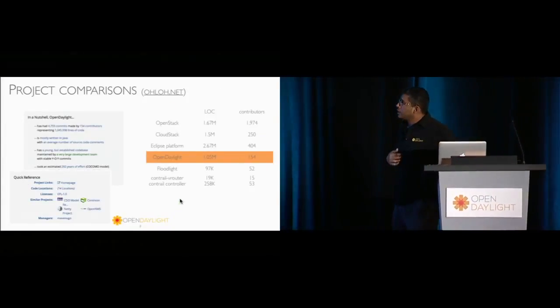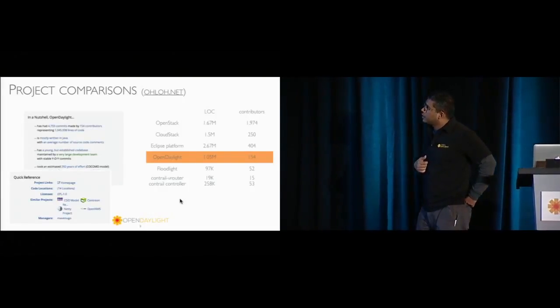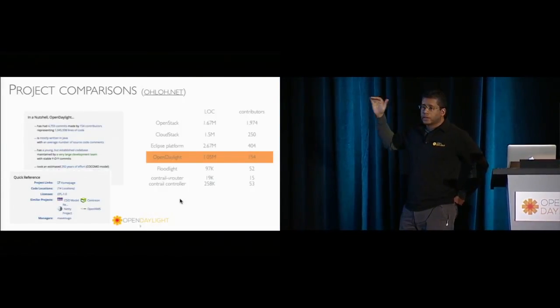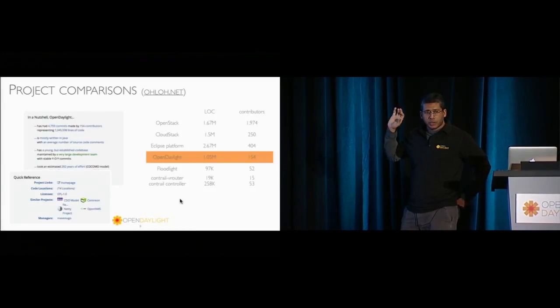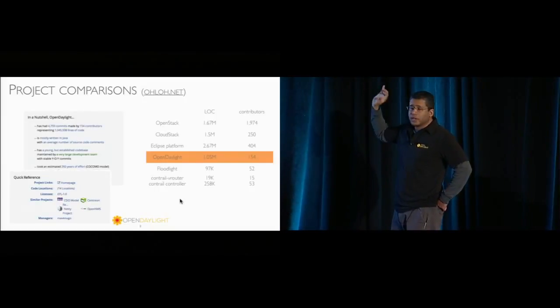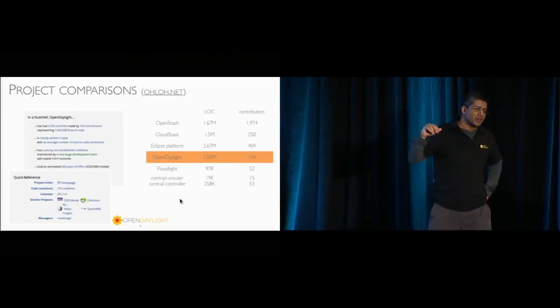Now, the other interesting thing to look at, from a code perspective, is how does OpenDaylight stack up to other projects? If you take a look at some other large open source projects that generate a lot of interest in our community, so many of us work, for example, in the OpenStack community as well. There's talks going on related to OpenStack now. So OpenStack is a huge project by any measure, right?